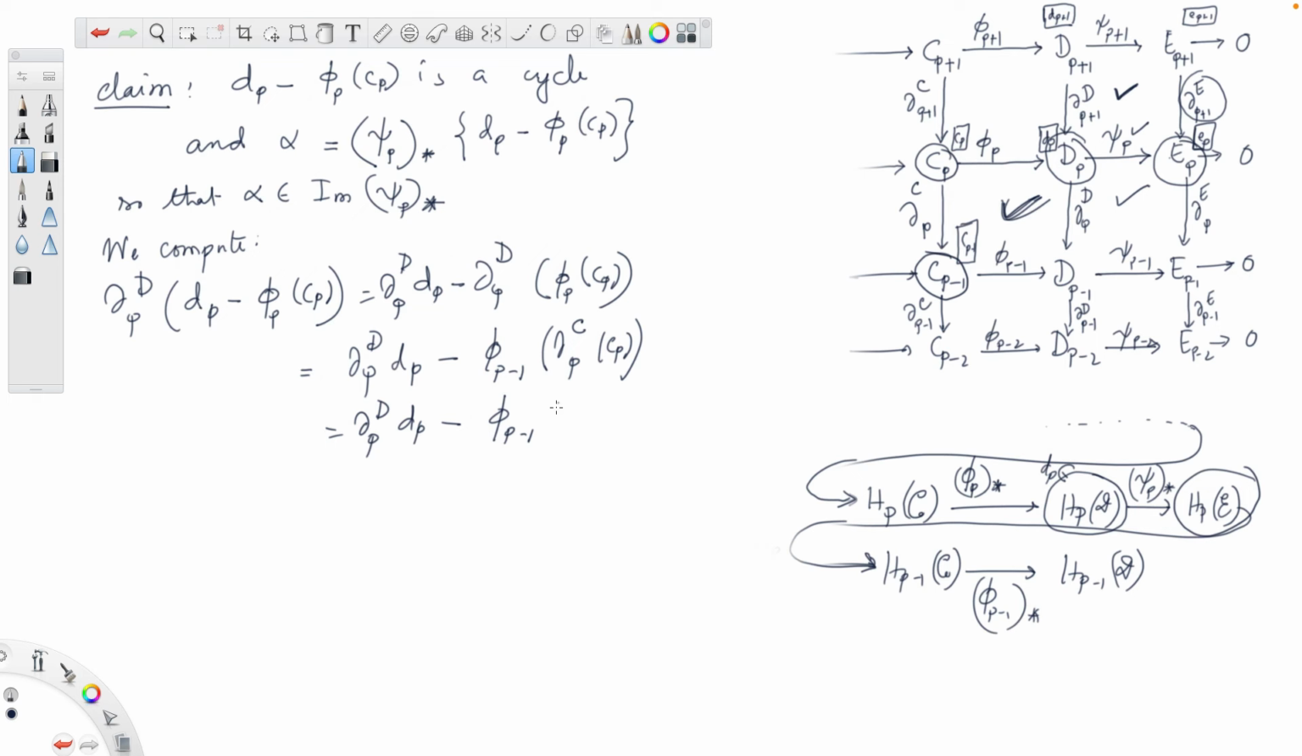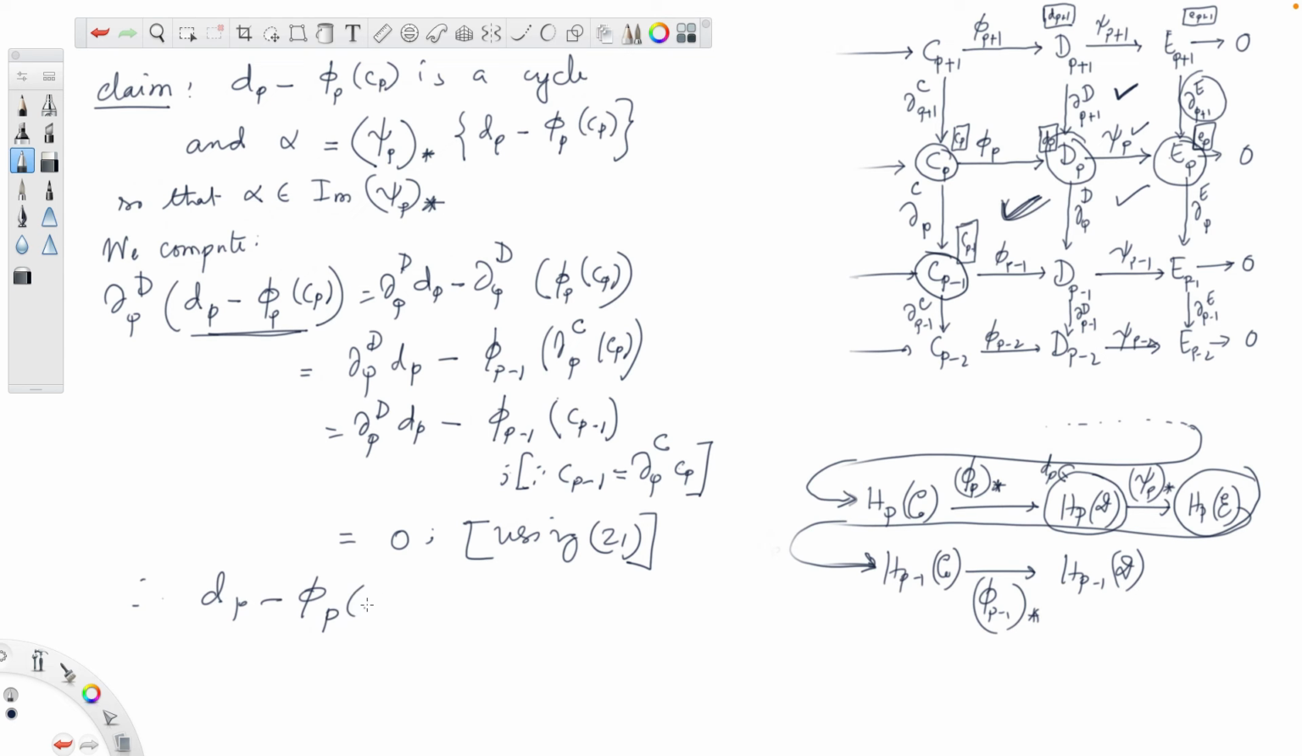Now this is nothing but del p c cp, which is equal to 0, since del p c cp minus 1 is equal to, we just proved it a while ago, equation 21. Therefore, this guy is a cycle. Dp minus phi p of cp is a cycle.